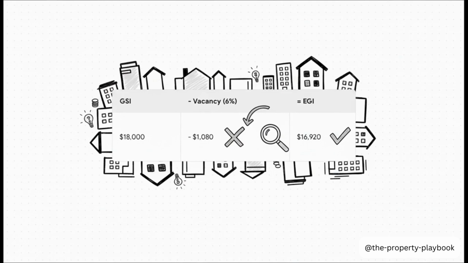Professionals typically budget for about a 5 to 8% vacancy rate. So for our example, we'll play it safe and use 6%. We take our $18,000 GSI and we subtract 6%, which is $1,080. That leaves us with an effective gross income of $16,920. Now this is the first number that starts to feel real.